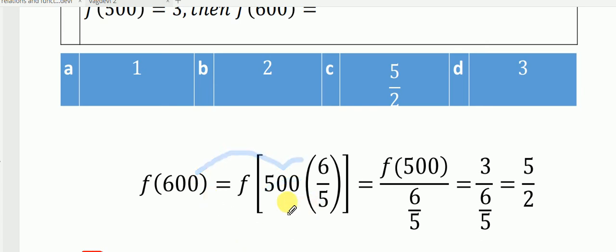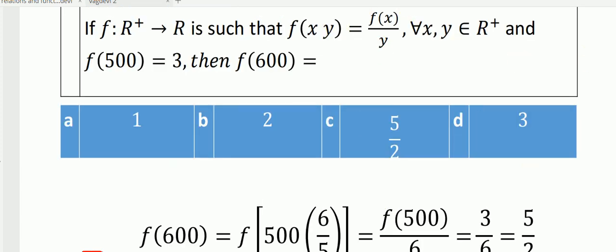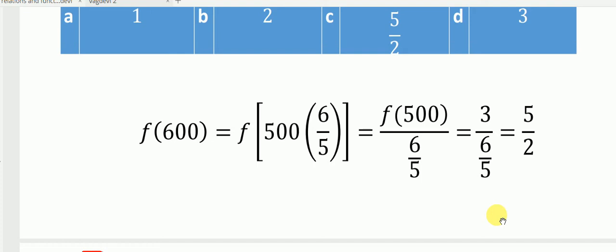But we have f of xy equal to f of x by y. You can observe here, f of x into y is equal to f of x divided by y. So f of 500 into 6 by 5 is equal to f of 500 divided by y, where y is 6 by 5. In f of x into y, x is 500, so that is f of x, and y is 6 by 5, so divided by 6 by 5.